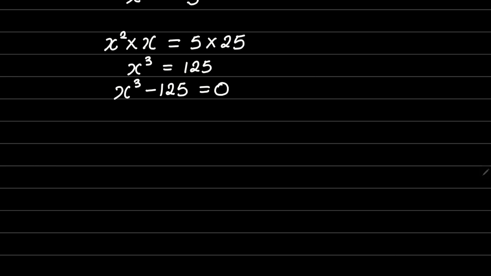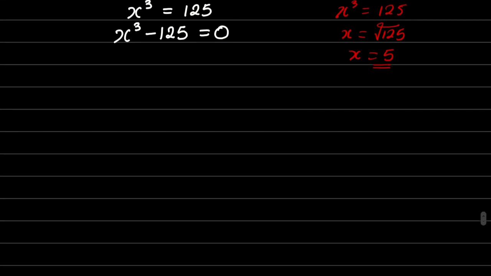Now, you see, if supposing the question wants us to get only the real root of this, then we can easily say x cubed is equals to 125. Then we say x is equals to the cube root of 125, which is x is equals to 5. Now, this is a solution, but the only real solution. The question wants us to find all the roots, whether real or imaginary. So it means that we have to go further to have this.